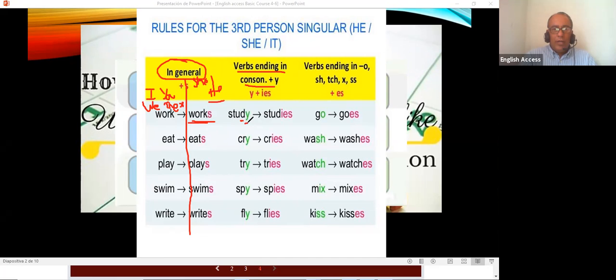But verbs ending in consonant plus y, we remove the y and add IES. Cuando son verbos que terminen en consonante más y, no vocal más y, quitamos la y y ponemos IES. I study becomes studies. I study, you study, we study, they study.